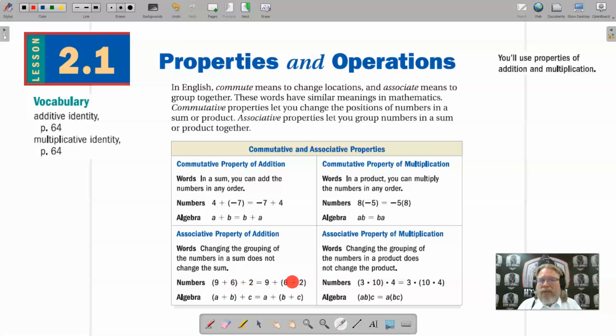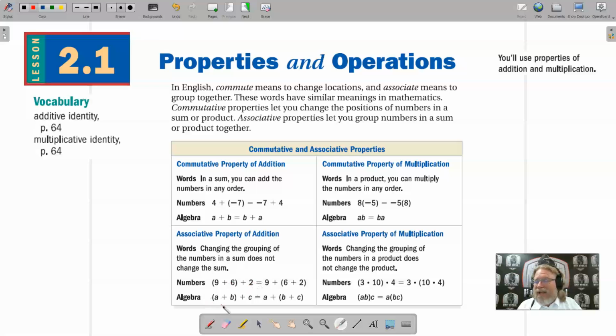Or we could group the 6 with the 2 and get 8 and add that to 9. And indeed, we get 17. Did I say 17 on the first one? 9 plus 6 is 15 plus 2 more, indeed 17.